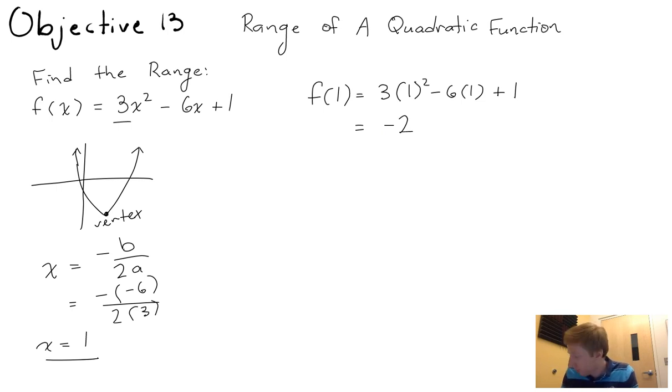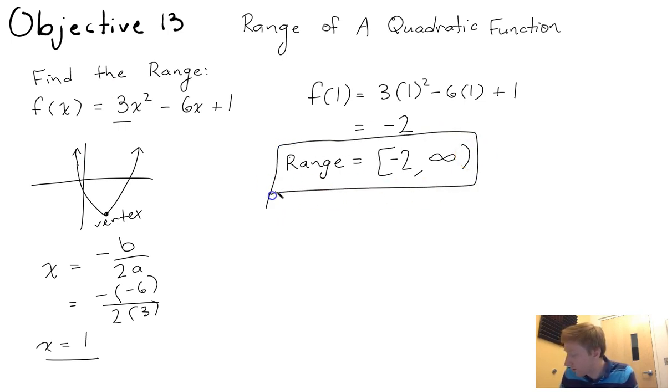So your range is negative 2, comma, infinity. And negative 2 is a bracket because it's a finite value included, and infinity goes on forever, so it's not really a finite value, so we use a parenthesis. And this is the range of our quadratic function. Remember, if you are given a quadratic function with a negative leading coefficient, then the range is negative infinity to the y value of the vertex.